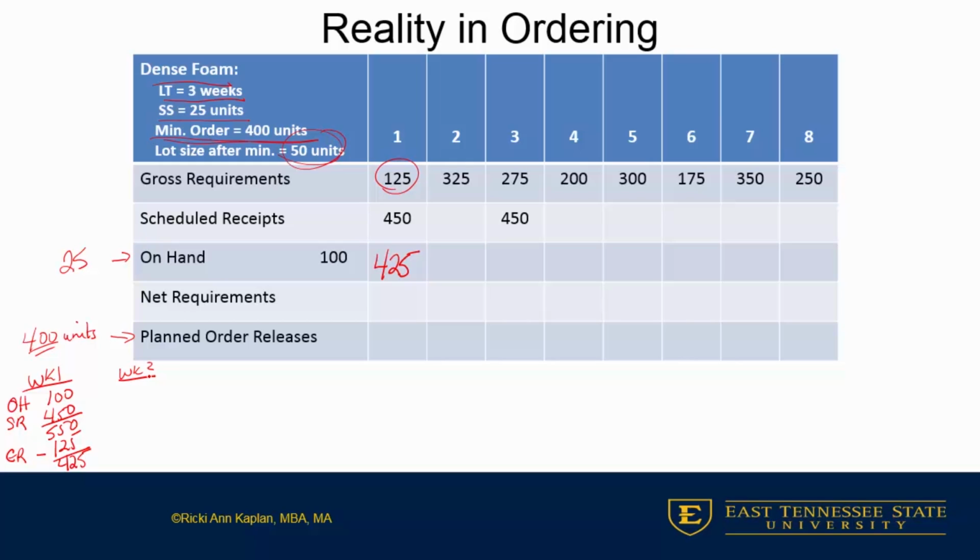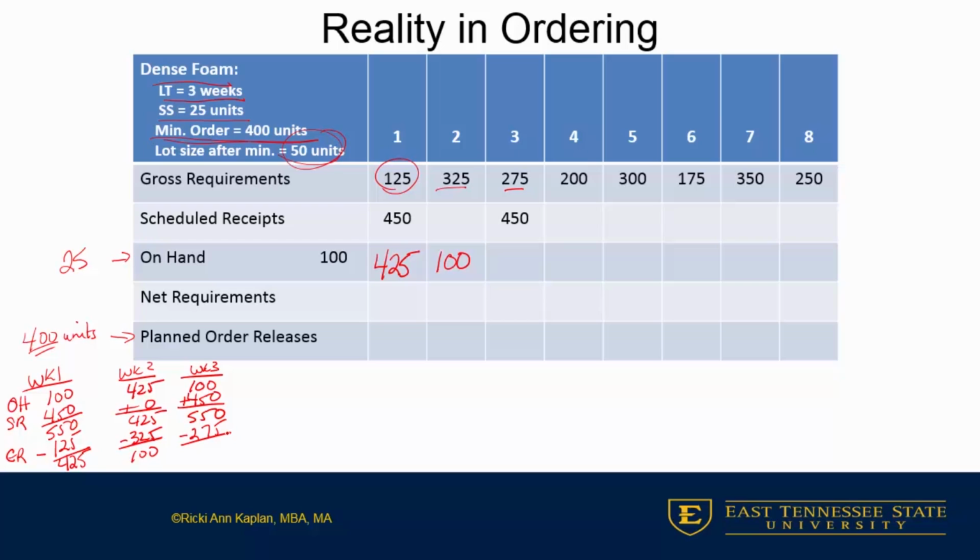Week 2, we have left on hand 425 units. We have no scheduled receipts, which means we have 425 units that we are able to use during time bucket 2. We plan on using our gross requirements, 325, which leaves 100 units available at the end of the second time bucket, week 2. Moving on to week 3. Week 3, we start with 100 on hand from the end of week 2. We do have a scheduled receipt of 450 units, which means we have 550 units we are able to use during time bucket 3 or week 3. We plan on using 275.